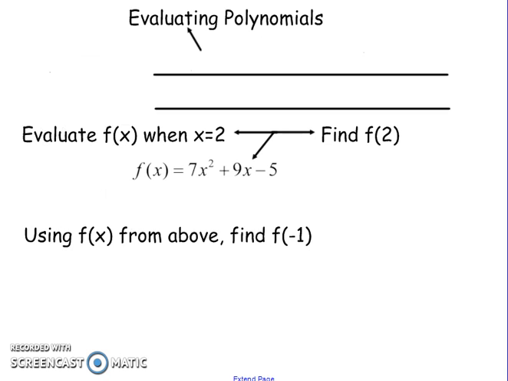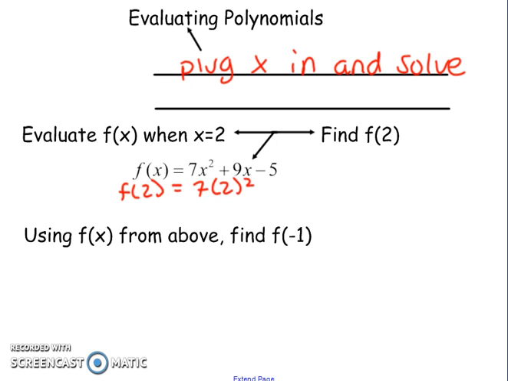Okay, when you're evaluating polynomials, that means that you're going to plug the x in and solve. So to evaluate f of x when x equals 2, what we do is we're going to plug in 2 for x. So 7 times 2 squared plus 9 times 2 minus 5. So the left side, the f of 2, we don't do anything with that. We're just evaluating the right-hand side.